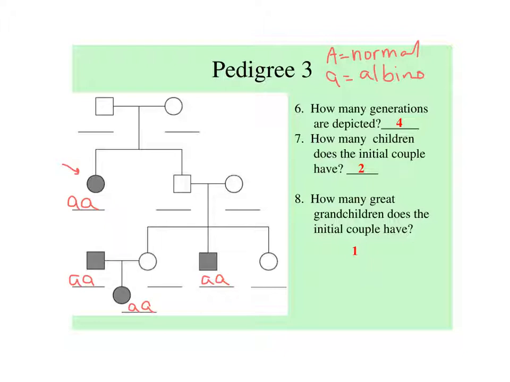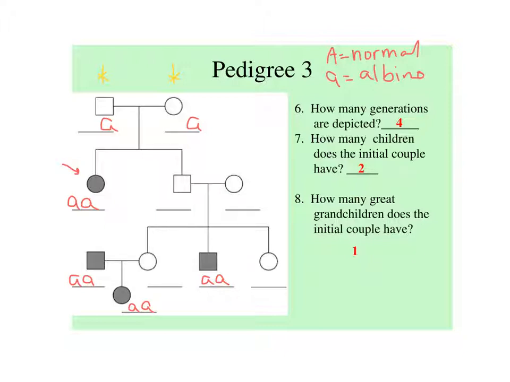Where do you think it is? That's right, her parents. She got one little a from both parents. So we can go ahead and give them each one little a, because they have to have one little a to give to their daughter. Now, their other letters should be pretty easy to figure out.